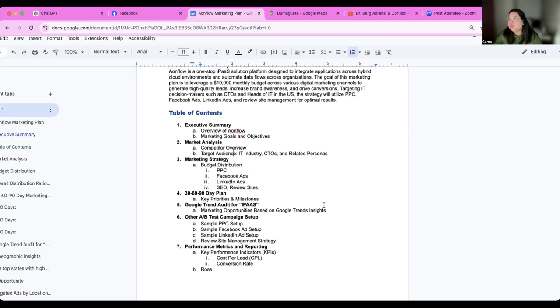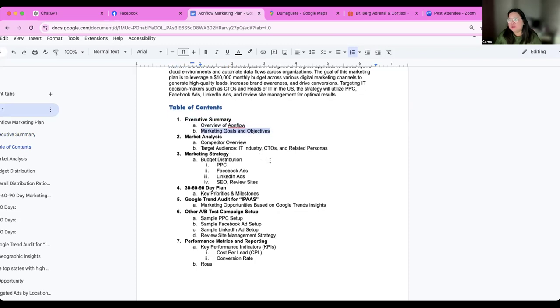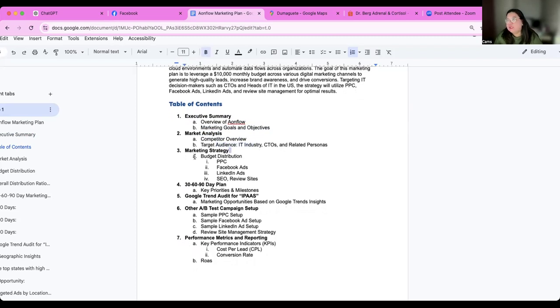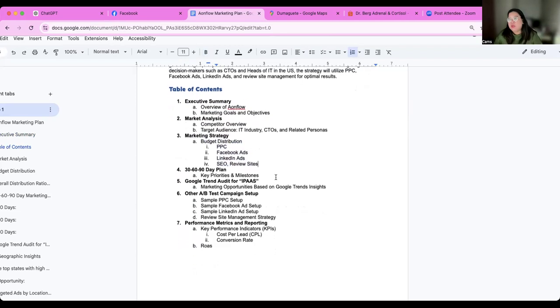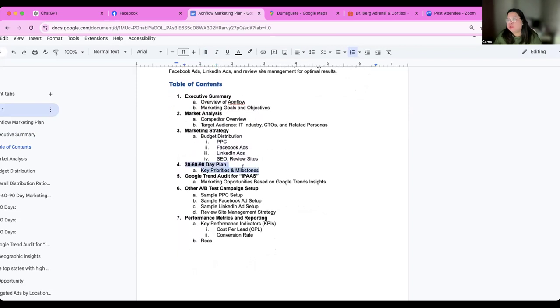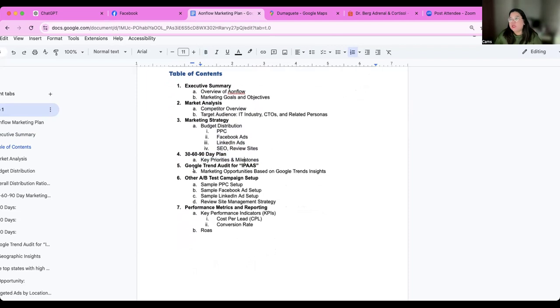So in terms of the table of contents, I have the executive summary, marketing goals. It's also very important to have the market analysis. So competitor overview, ano ba yung mga target audience nila or persona, marketing strategy. So I have here distribution of the budget and the channels that I will be using. I also include a 30, 60, 90-day plan in terms of key priorities and included a Google Trend audit for their business.